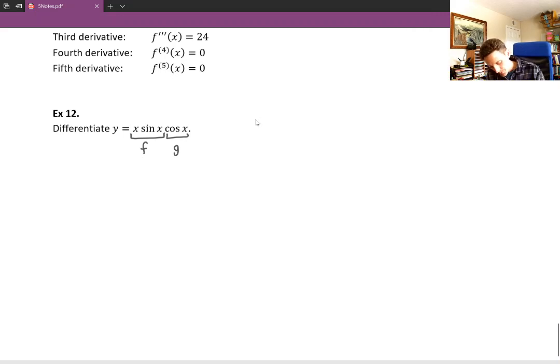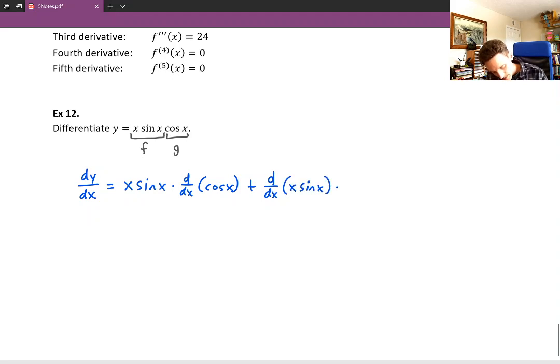So now with the product rule, I'm going to write dy dx equals first times derivative of second plus derivative of first times second. So here's the first, x sine x, times the derivative of the second, which I'll procrastinate and do later. The only time procrastination is good is when you're first learning how to do this. And then plus the derivative of the first times the second, so derivative of x sine x times cosine x.